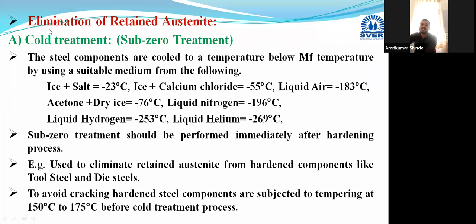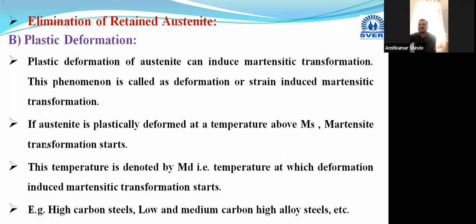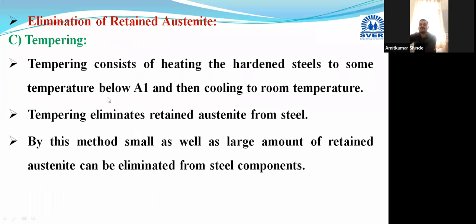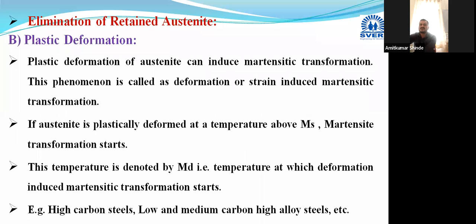The first elimination method is cold treatment, which is also known as sub-zero treatment. Second is plastic deformation of the austenite. And third is tempering. Already we have discussed this, I'll repeat it in a short way. Now we will discuss these methods.